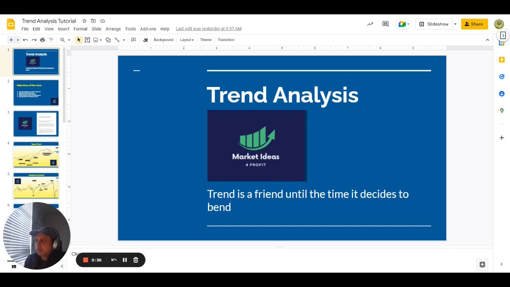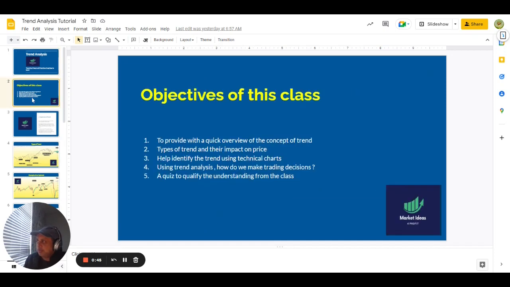So, trend analysis, what is a trend? Trend is a friend until the time it decides to bend. This is an old proverb that every trader uses. And if you have to make some money in the market, the first thing that you need to understand is what is a trend.